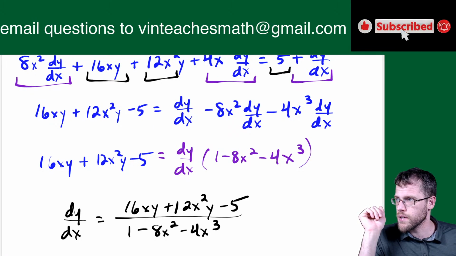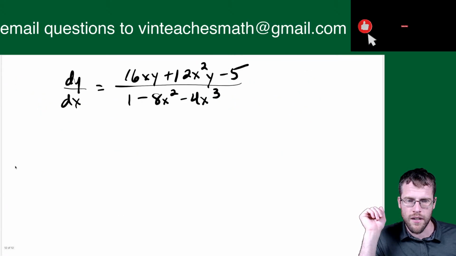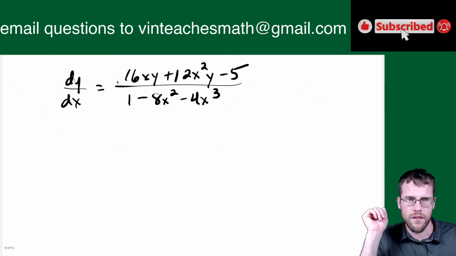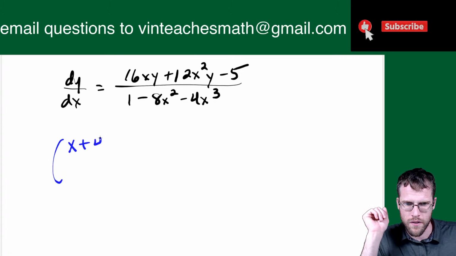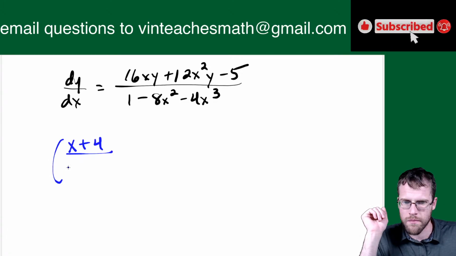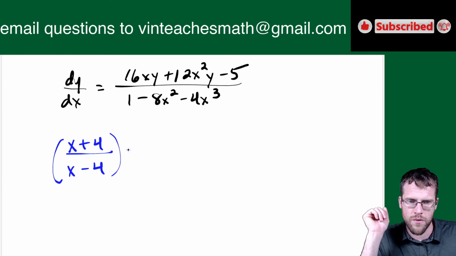And we got a different email with this one. Was it x plus 4? Oh, so that's quotient rule, chain rule next. So the next question was, if we have x plus 4 over x minus 4 to the third, take the derivative of this.